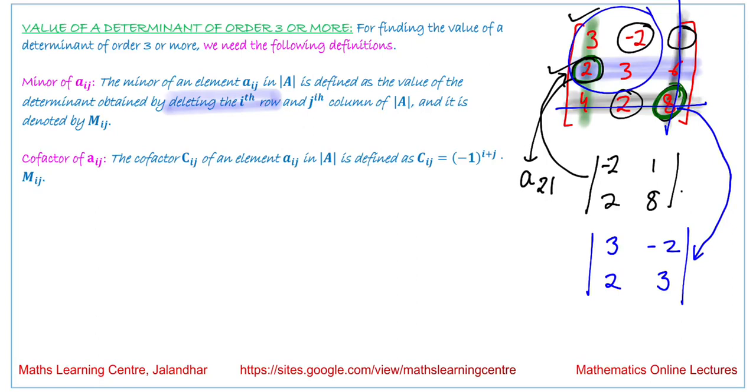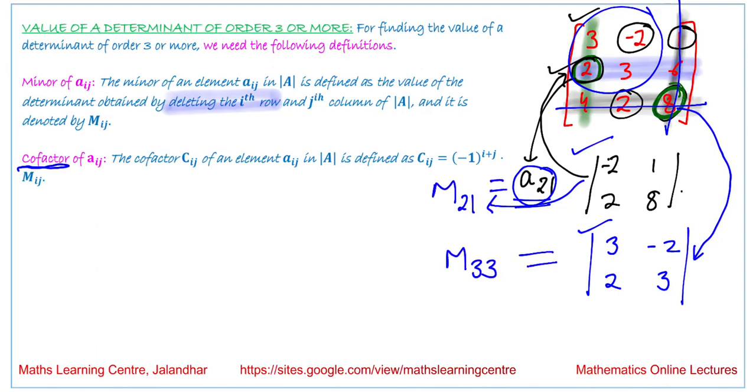Next, the next definition we have is the cofactor. We have already calculated the minors over here. This is the minor corresponding to A21, and we write it as minor M21. This is the minor corresponding to 3 comma 3, so we write it as M33.